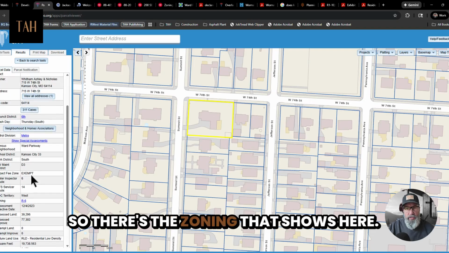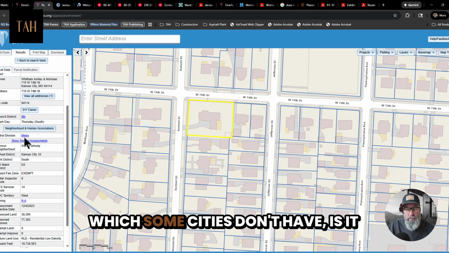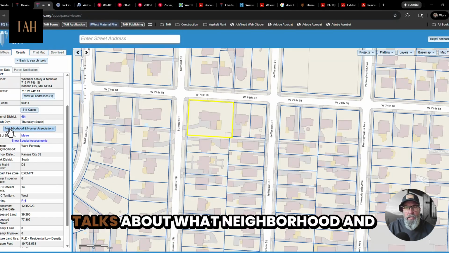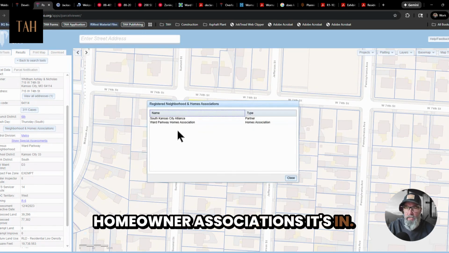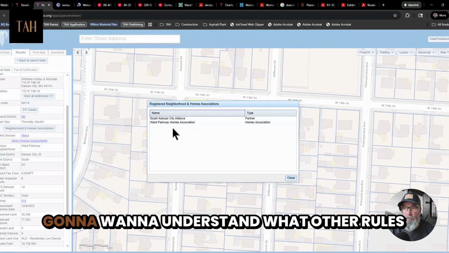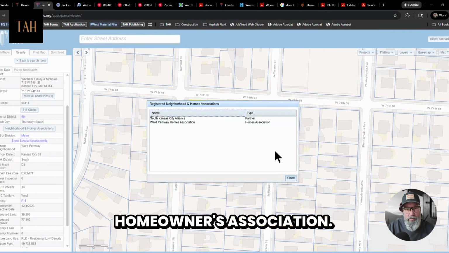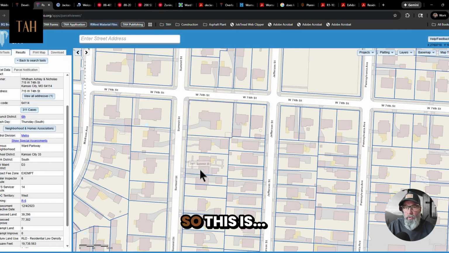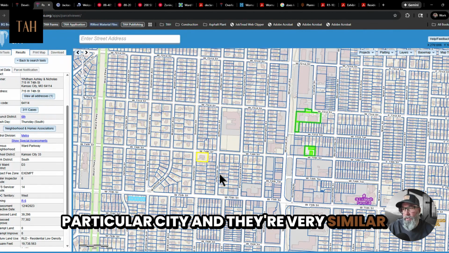So there's the zoning that shows here. There's also an interesting thing here, which some cities don't have, is it talks about what neighborhood and homeowner associations it's in. And this is important because you're going to want to understand what other rules lurk about that are tied to your homeowners association. We'll look at that in a minute. So this is what a parcel map can look like in this particular city, and they're very similar in others.